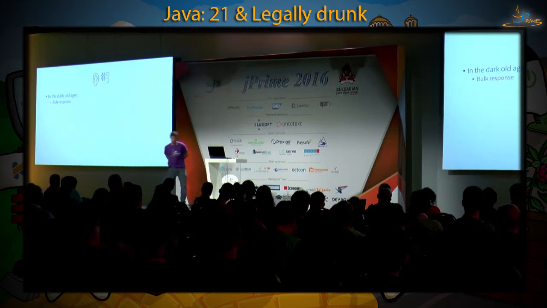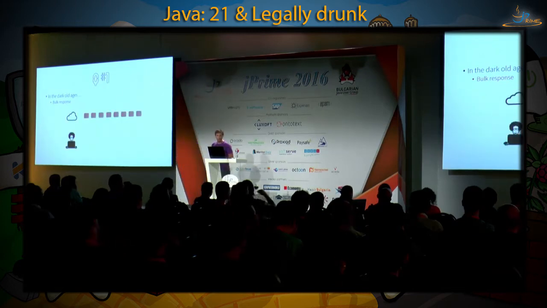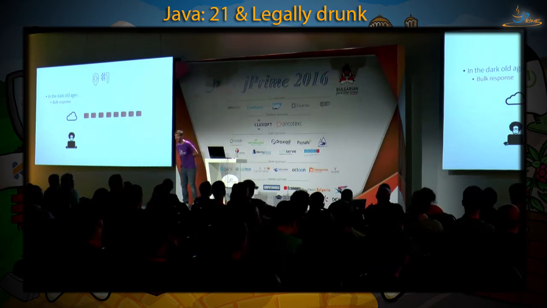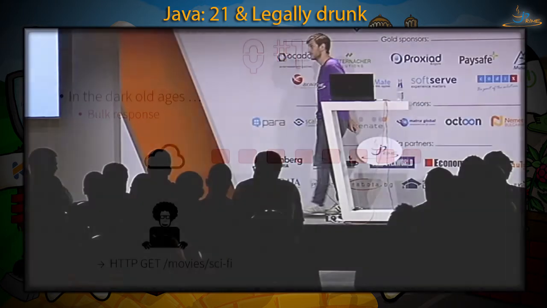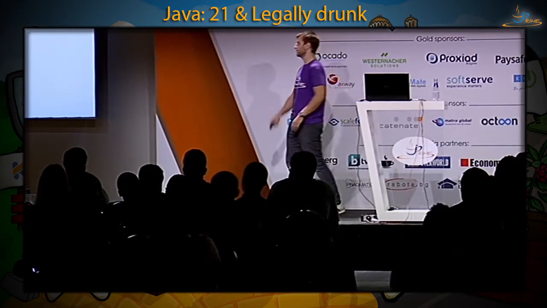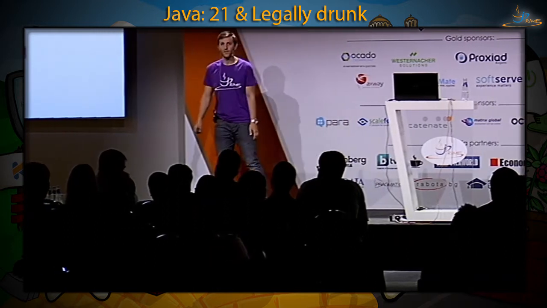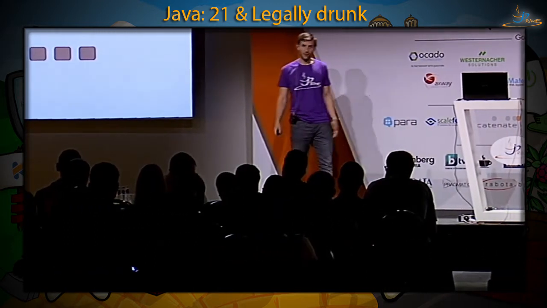Okay, so what was the problem? Let's say we have our user. The user's name is, let's say, Jeff, something like that. And Jeff wants to get a list of all sci-fi movies. So he makes a request. And now he waits. And finally, the data is here. Okay, great. As you can see, the wait was pretty long, huh?